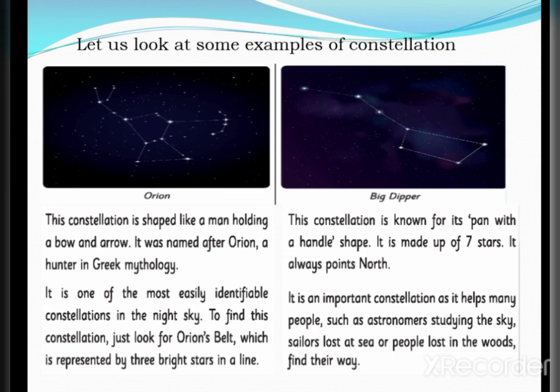Big Dipper. This constellation is known for its pan with a handle shape. It is made up of 7 stars. It always points north. 7 stars: 1, 2, 3, 4, 5, 6, 7.